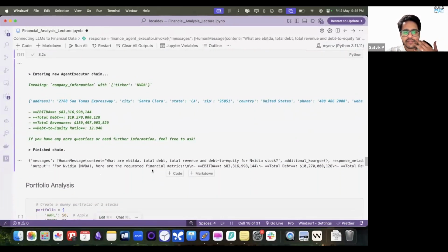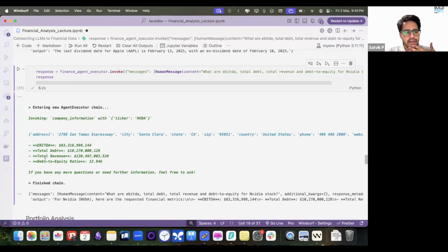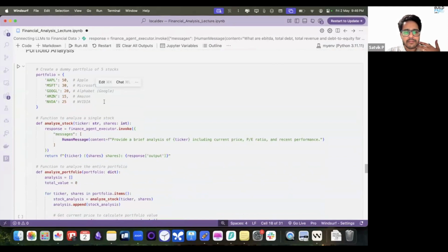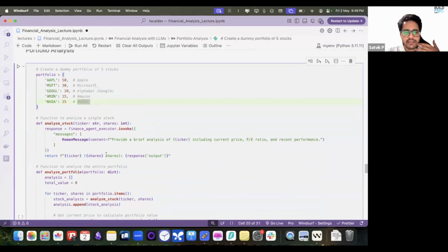So yeah, we have this data set, right? EBITDA, total debt, total revenue, debt to equity ratio. So we have a lot of information ready. Now this data set can actually be used to do portfolio analysis.